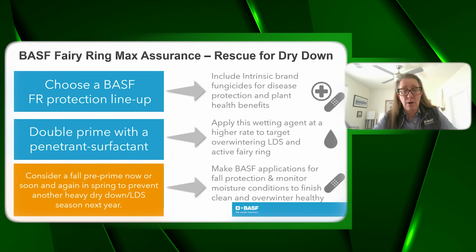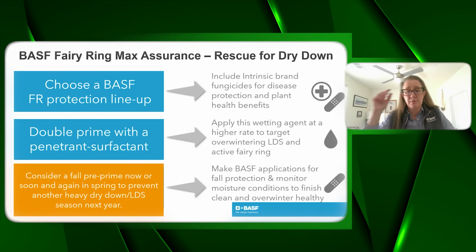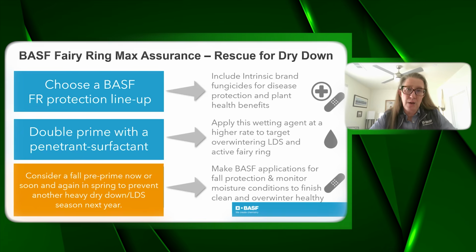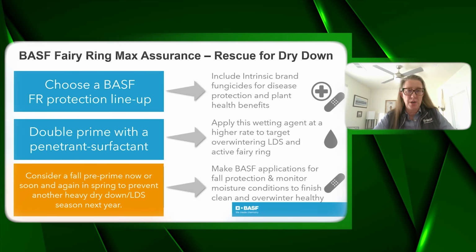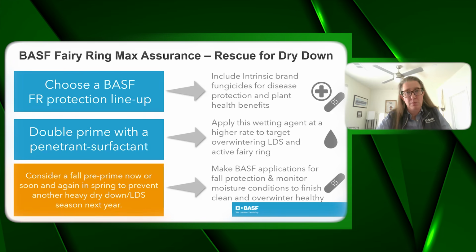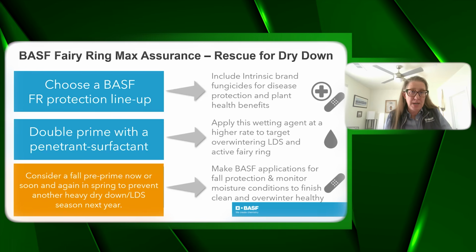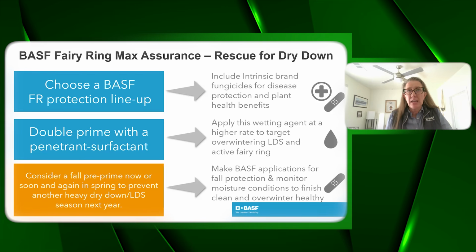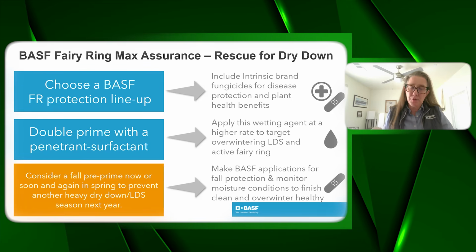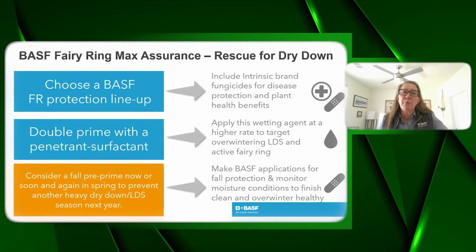That's the new priming recommendation I make, based on Richardson and you excellent superintendents who told me what you do to be so clean. Here's my rescue for dry down: a fall wetting agent suggestion I want to make to you. Consider a fall pre-prime now. If this year has given you a run for your money with dry down conditions, if you've had any of that fairy ring that was three-dimensional and kind of popped up above the surface and then you mowed it off like you were doing a mini phrase, pre-prime now.